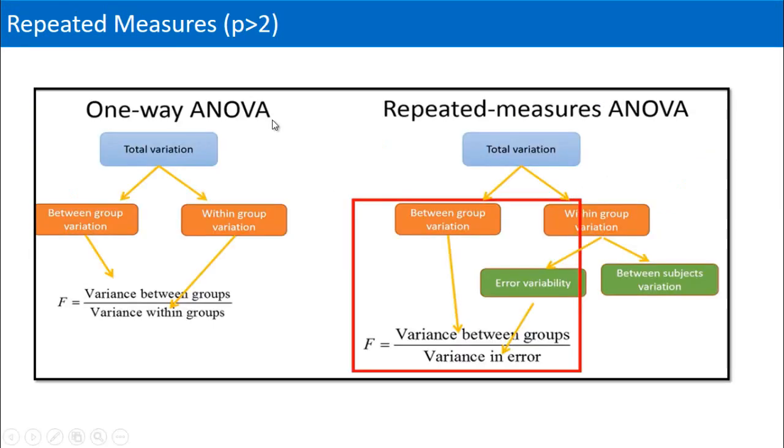So when we compare the one-way ANOVA, we have between group and within group, so we are using the variance between groups and the variance within groups. You are dividing that one. But under repeated measures, we must be careful because although we are still splitting the total variation into between and within, the within is divided into two. We have the between subject variation and the error variability. So the error variability is our variance in error, which is our denominator. So this is the difference. And usually, the variance in error is less than.